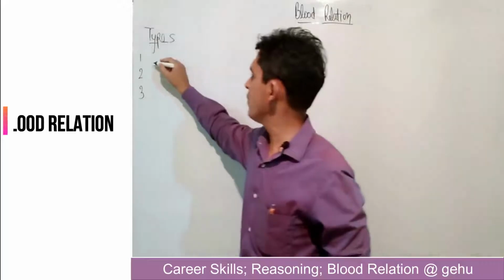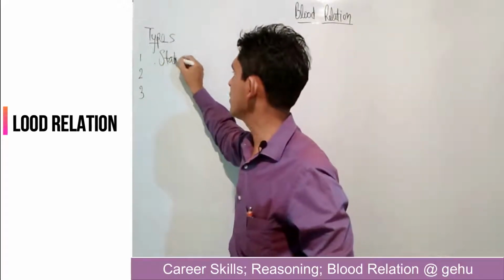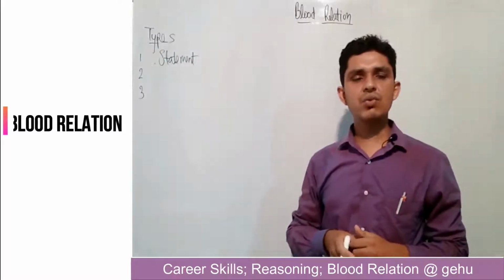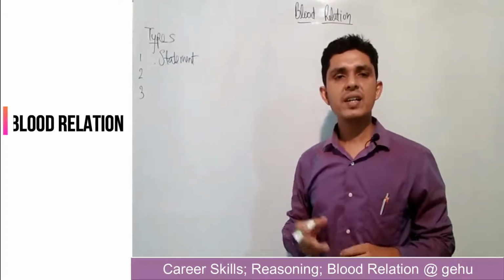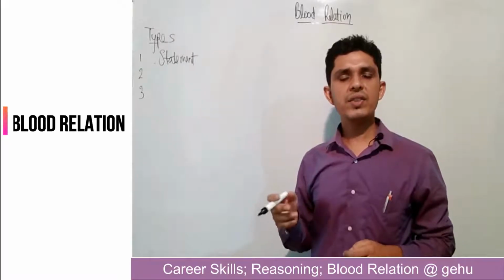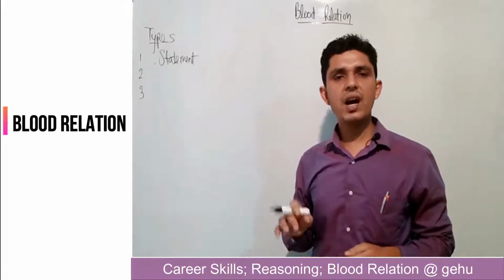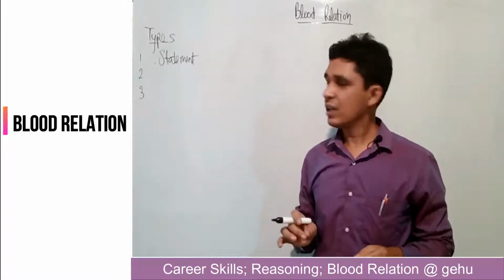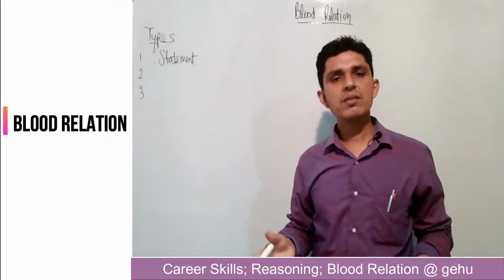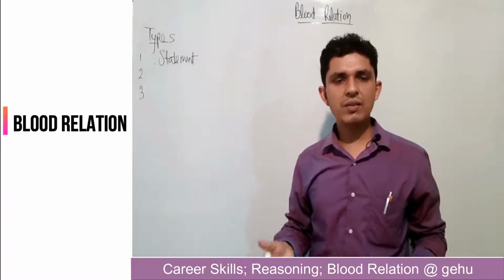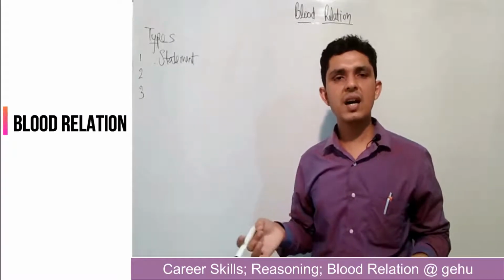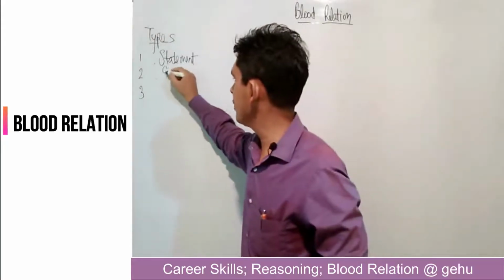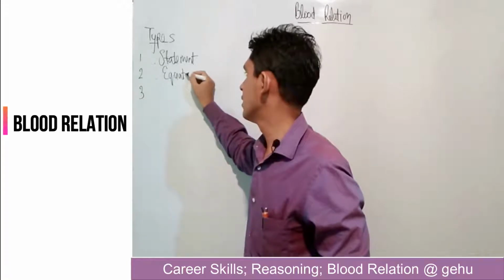My first type of question will be statement based, where you will be given some statement like: pointing to a photograph, a man tells a friend that he is the son of only son of my father's wife. Then how is the boy pointing into the photograph related to the man, right? So this is a general statement where you have to answer how two persons are related with each other.